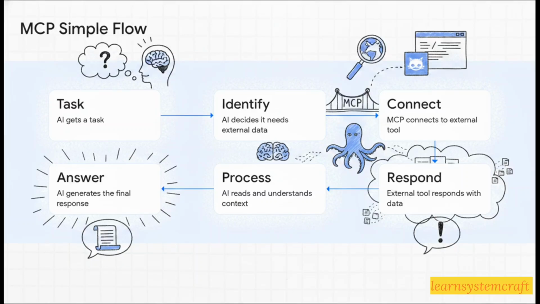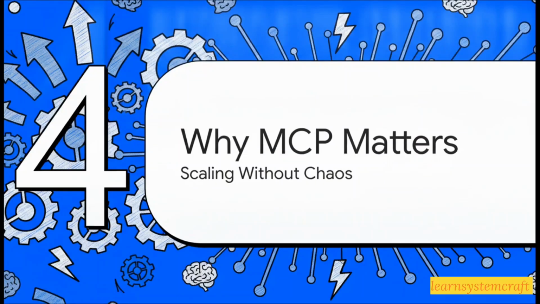Step 2, the AI identifies the needed tool. Step 3, MCP connects to that tool. Step 4, the tool sends its response back. Step 5, the AI processes that context. And finally, Step 6, the AI generates your final answer. Simple, right? So why does MCP change everything?